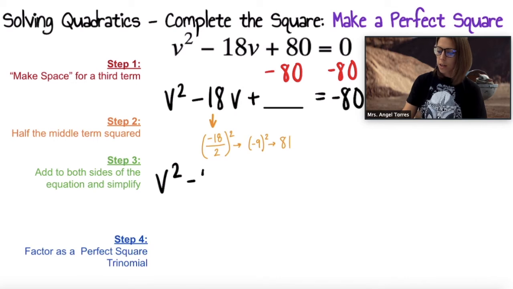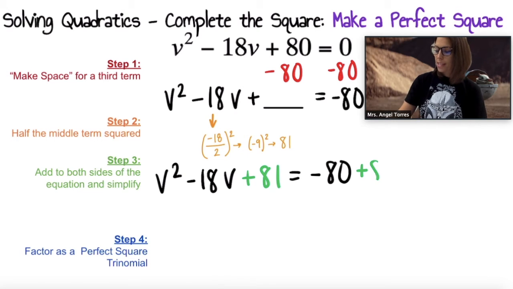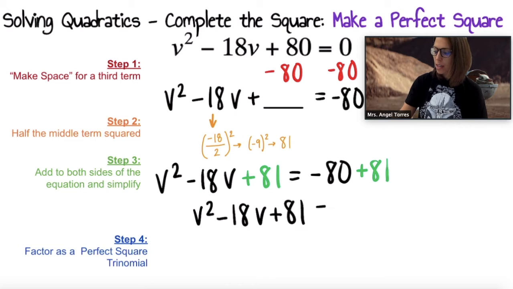V squared minus 18v plus 81 equals negative 80 plus 81, because if we're going to add a term on the left, we'd better add a term on the right. After simplifying, we have v squared minus 18v plus 81 equals 1. So since this is now a perfect square trinomial, we can factor it as a perfect square.